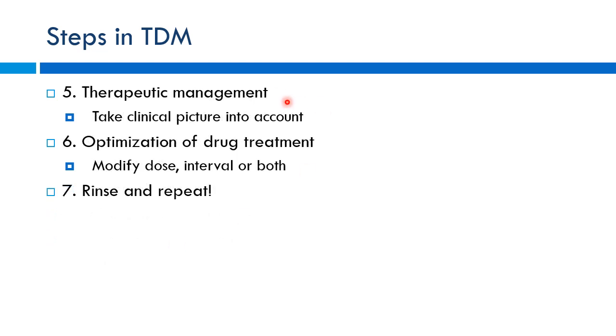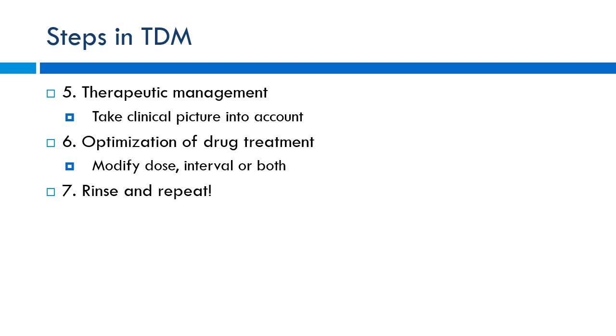Okay, so next, once you have the levels back, you want to take the whole clinical picture into account. How's the patient doing? Are they getting better? Are they getting worse? Are things going in the right direction? You have to take that into account. And then you're going to look at optimization of the drug treatment. So again, do I need to change the dose? Do I need to change the interval? Or maybe I need to do both. Typically, we try to do one or the other, but in some cases, you do both. And then you rinse and repeat.